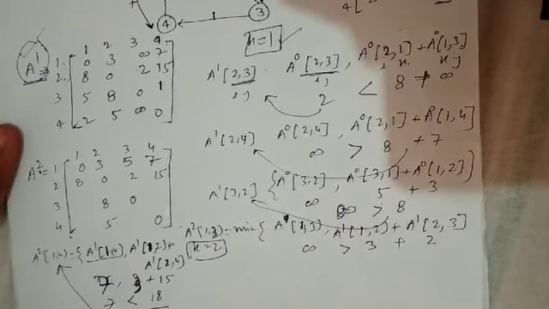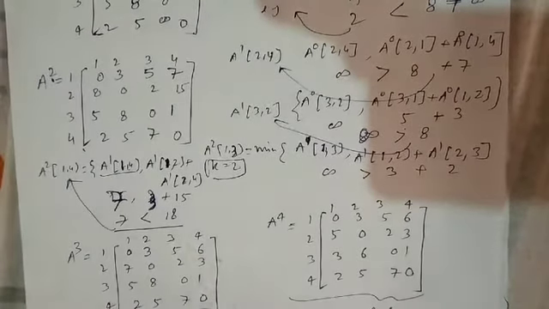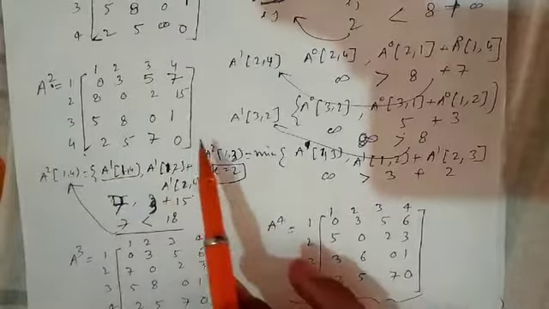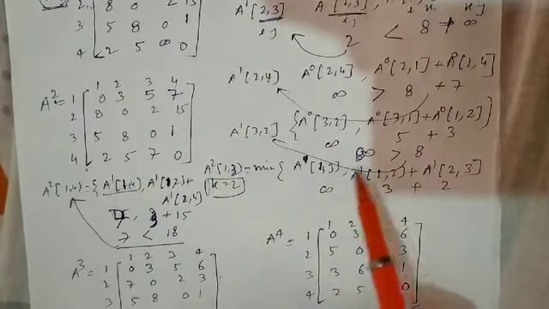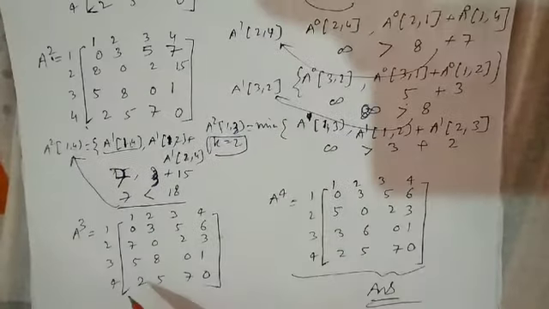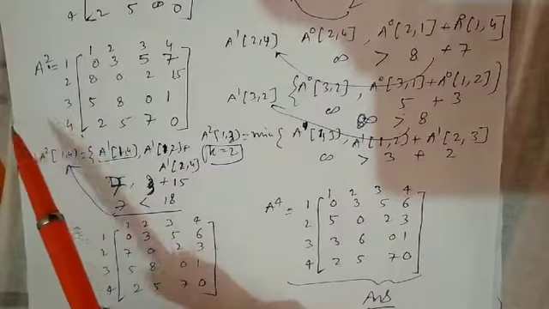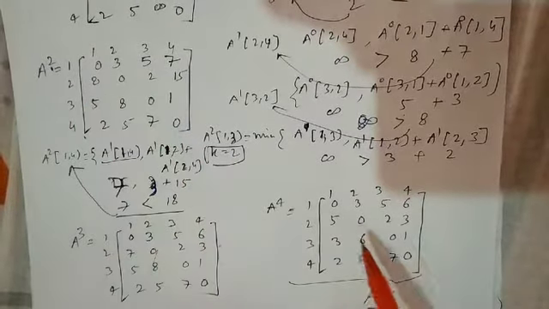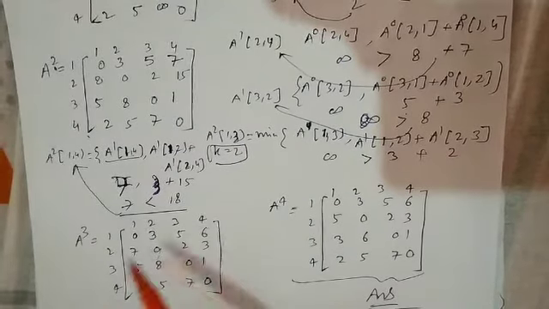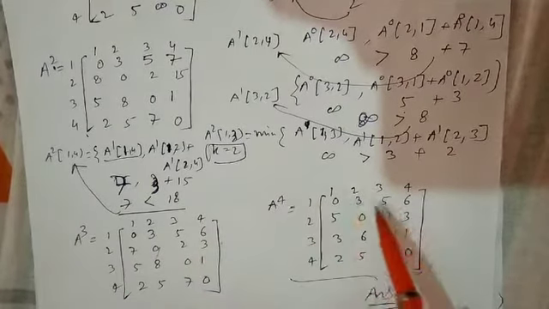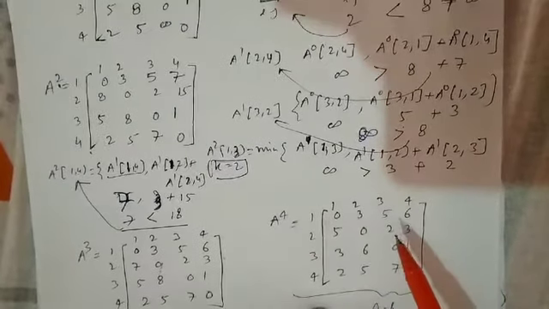Similarly we can calculate all the other values, and finally we will get the A2 matrix like this. The same procedure will be applied, and the matrix A3 will be obtained with the help of its previous matrix A2. Similarly the matrix A4 will be obtained with the help of matrix A3, and this is the last matrix which gives us the result of all pair shortest path.